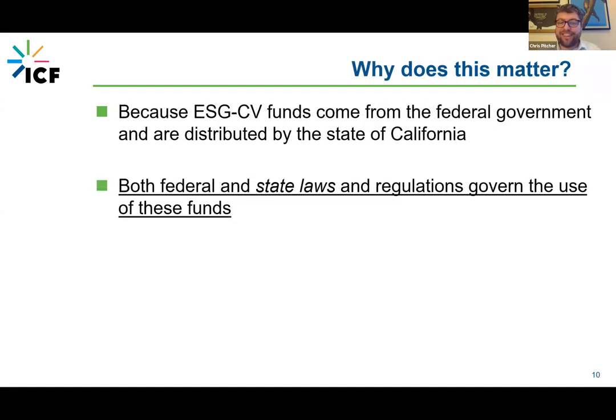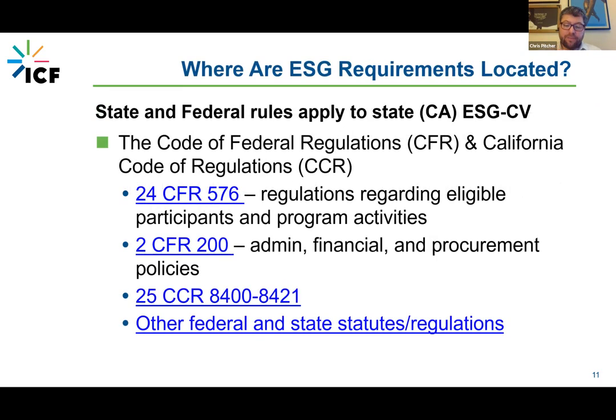Why does this matter? It matters because ESG funds come from the federal government, distributed to California, and they're going to be held to the federal rules, the ESG interim rule, the flexibilities and waivers that are for the ESG-CV program, but also state rules and regulations are going to govern these funds as well. It is important to know where ESG requirements are located. So you'll see here in this slide that we have some state and federal rules that apply to our California ESG-CV program noted here. Again, you will have access to these materials and can click through all of these links when you get the materials posted.